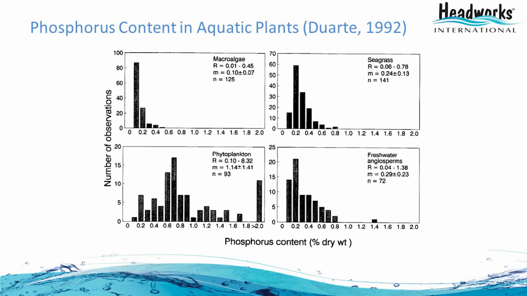And also the R factor, where R is the ratio, M is the standard deviation, and N is the number of data points. So this gives you an idea about the phosphorus and nitrogen content of the aquatic plant cells.